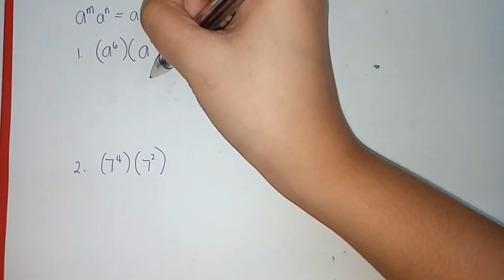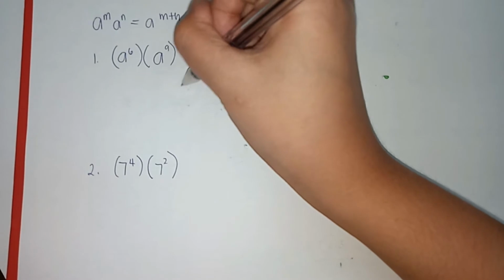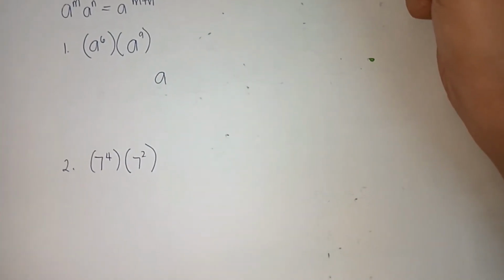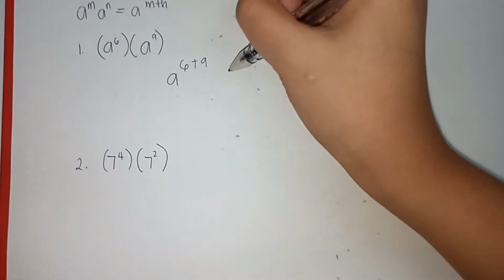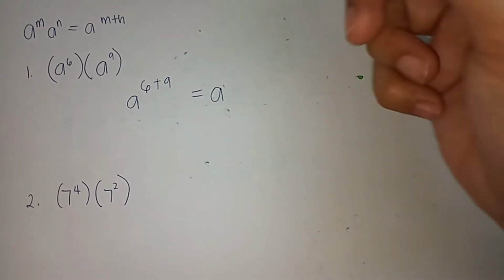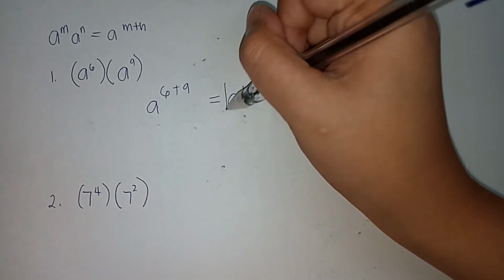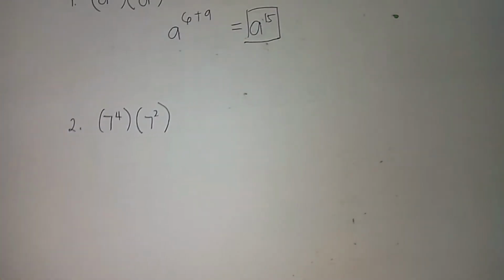So, since pareho ang base niya, which is a, that means, copy lang natin yung base. And then, ano po yung exponent nila? We have 6 at 9. Ipag-a-add lang daw natin si 6 at 9. That means we have a raised to 6 plus 9. 6 plus 9 is equal to 15. So, the answer is a raised to 15. Okay? How about the second example?